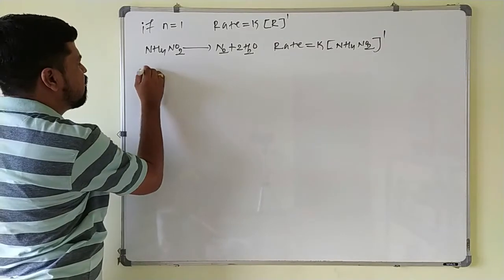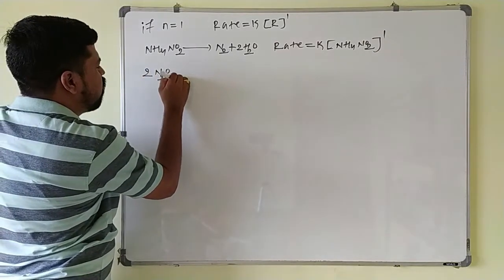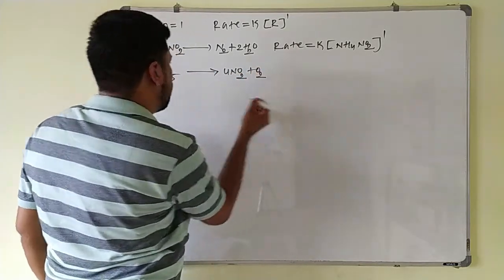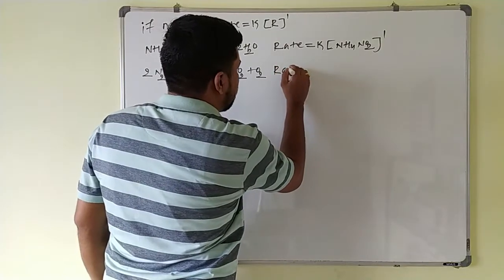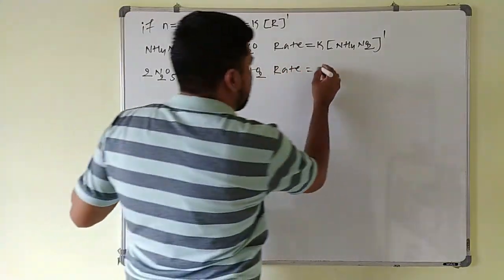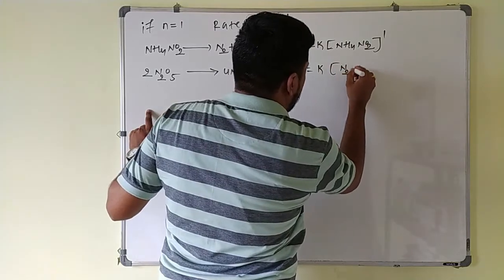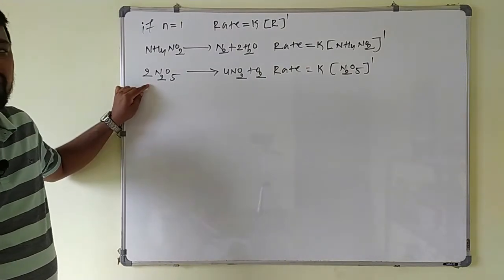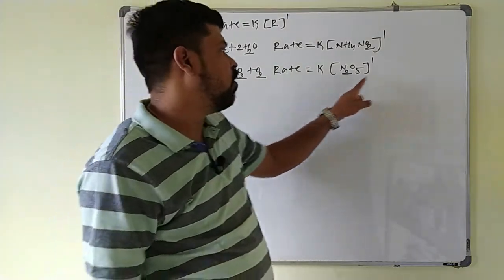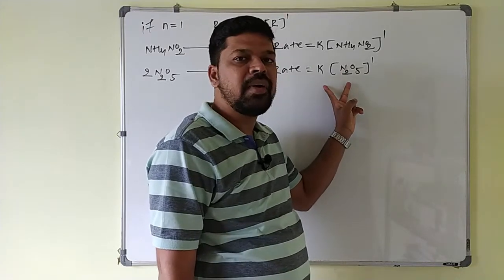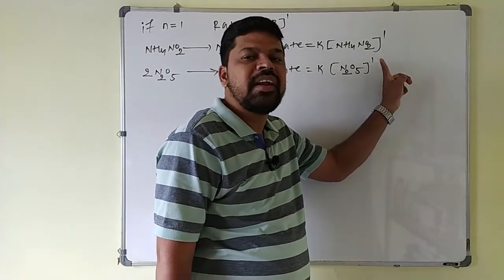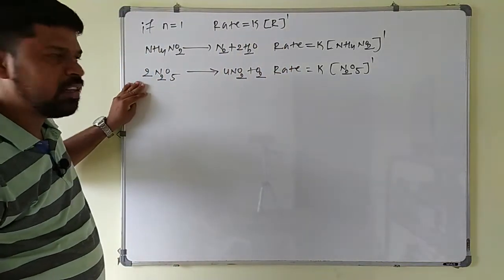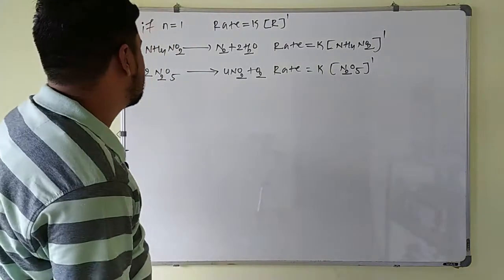Next example for this one is, if I write 2 times N2O5, this is giving 4 times NO2 plus O2. For this reaction, the rate equation is, this is also coming under first order reaction. Rate is equal to K into N2O5 whole power is equal to 1 here. Here stoichiometric coefficient is 2, but the power is equal to 1, because this is the experimentally determined rate equation. This power is determined experimentally. This is not at all equal to the stoichiometric coefficient. So again it is a first order reaction.